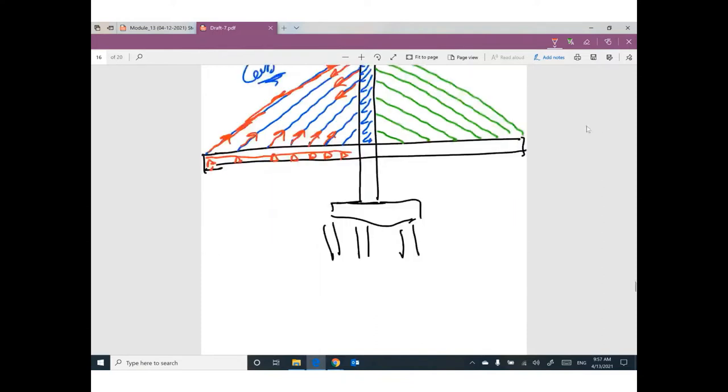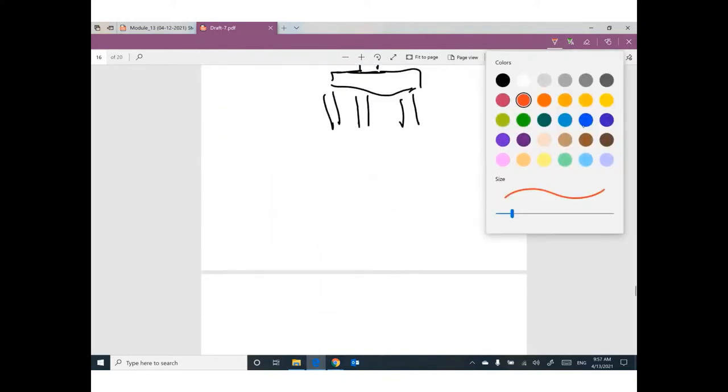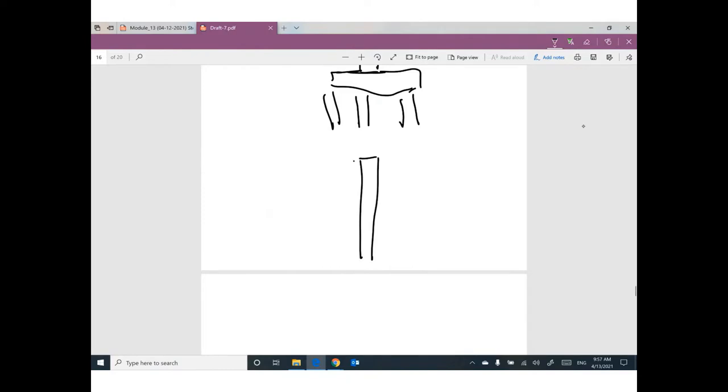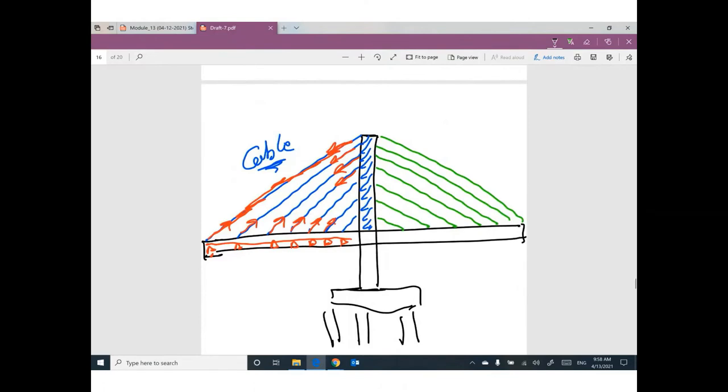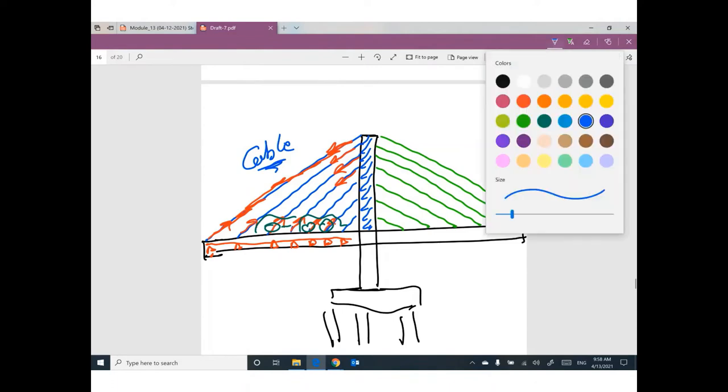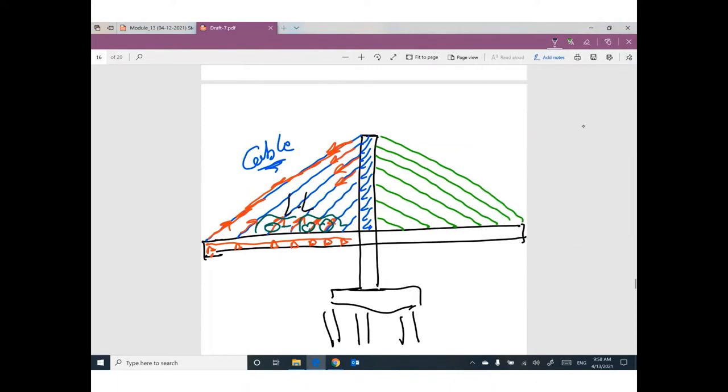So if you would like to analyze the tower, this tower will be under the effect of tension forces like this, and like this. I think the worst case in this type of bridge, to be more specific, is if you have live load on this side and we have dead load only on the other side, so this side has dead load and live load and this side has dead load only. I think this is the worst case on this tower.